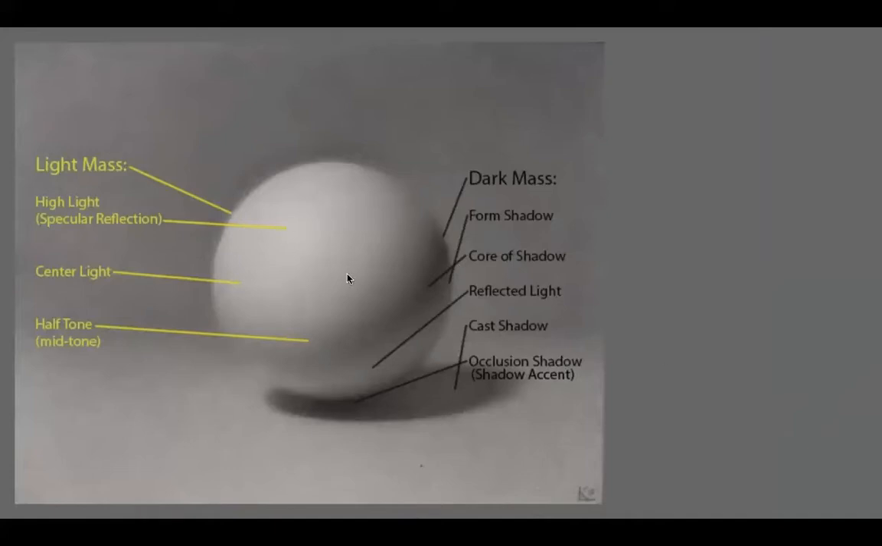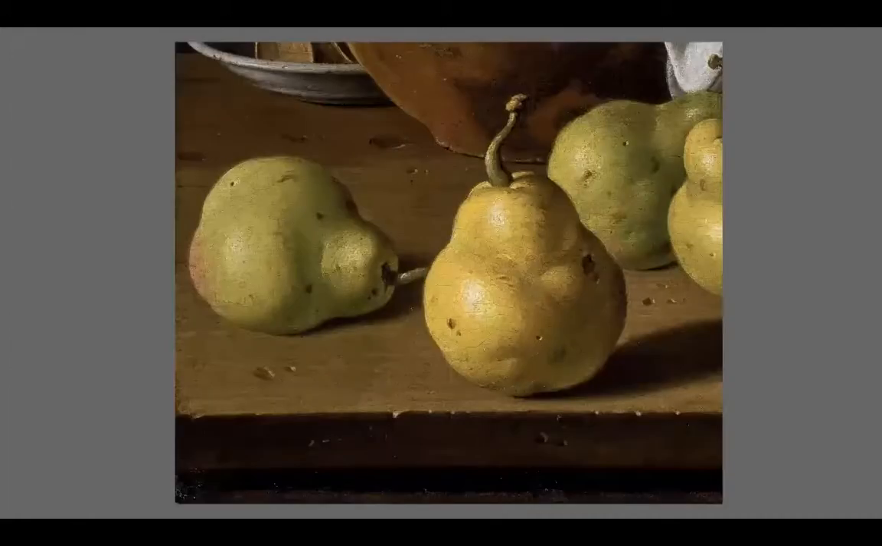So seeing light mass, dark mass, cast shadow, reflected light, core of the shadow, occlusion shadow or shadow accent, what halftones are and how we use them, how to use highlights, and how to put all those elements together to start to build a clear sense of volume in the objects we're trying to paint, volume and space.